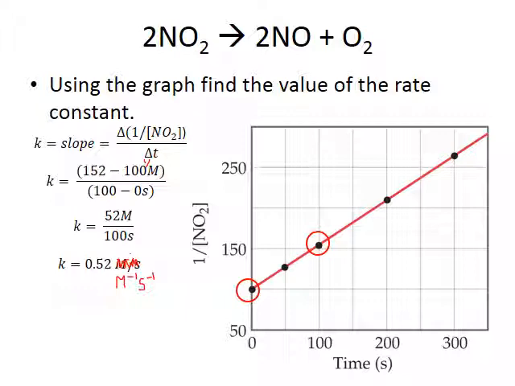We would graph 1 over each of the concentrations versus time. If we get a straight line there, then you can find the slope of the line and get your rate constant. So the graphs can just help us decide what the reaction order is and help us find our rate constant.